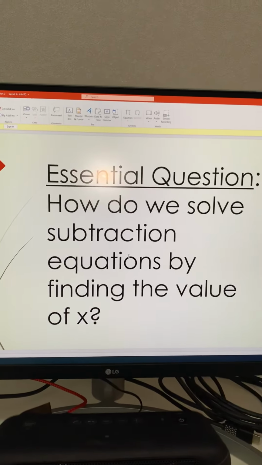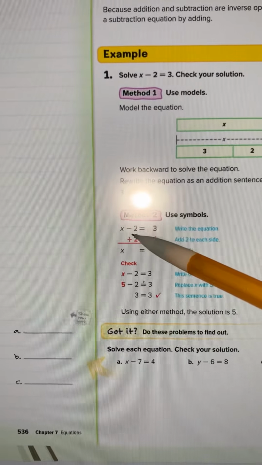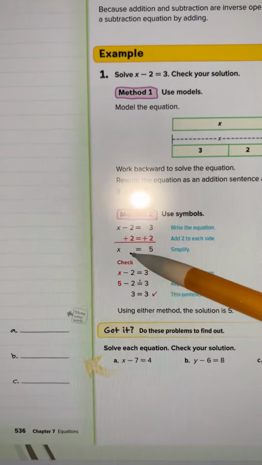Okay, so the first step is to bring the 2, whatever number is next to the variable, and move it to the other side of the equal sign. So look at the operation. If this is a negative operation, a minus operation, a subtraction operation, we're always going to do the opposite. The opposite of subtraction is going to be addition.